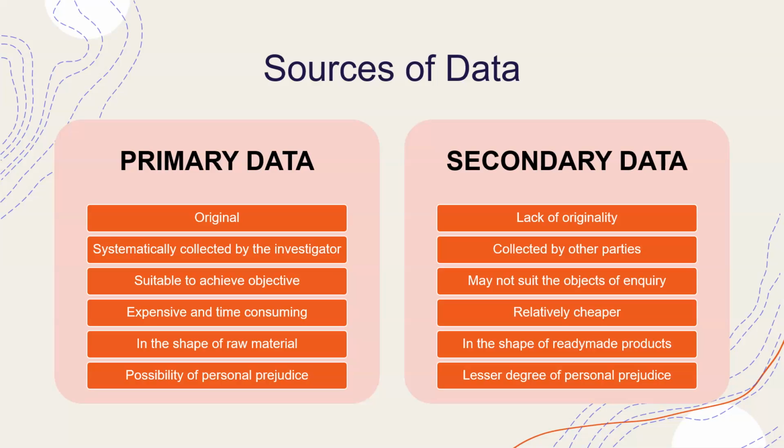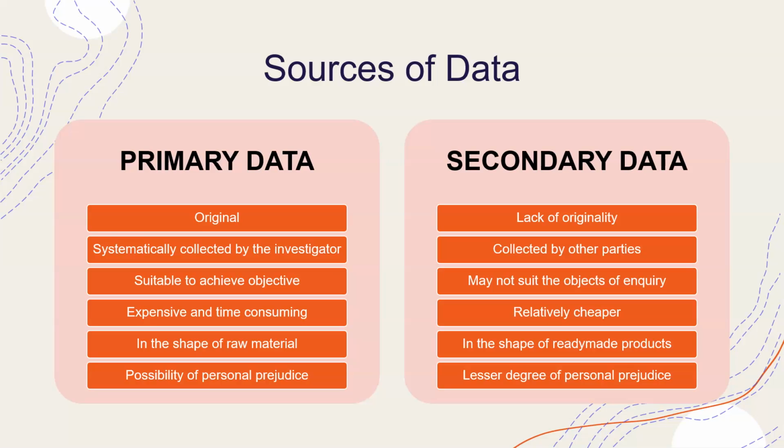Data can be obtained from primary as well as secondary sources. Many researchers obtain their data from secondary sources because these data provide the information needed, are easy to collect, and time-saving. The differences between primary and secondary data are represented in a comparison format in this slide. Primary data is original because these are collected by the investigator for the first time, while secondary data are not original because someone else has collected these for his own purpose.